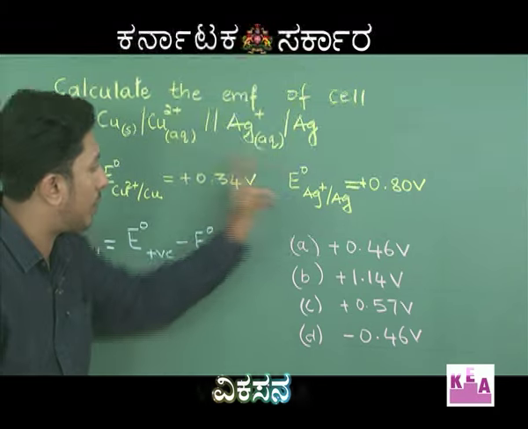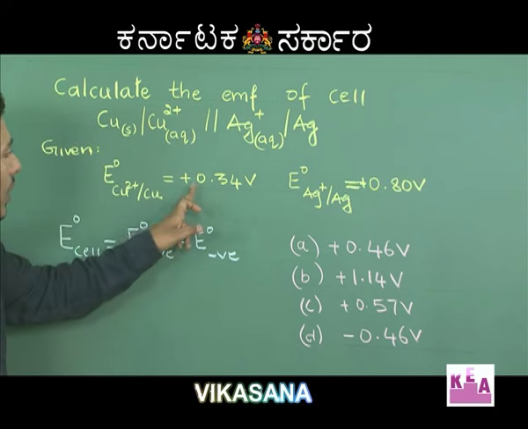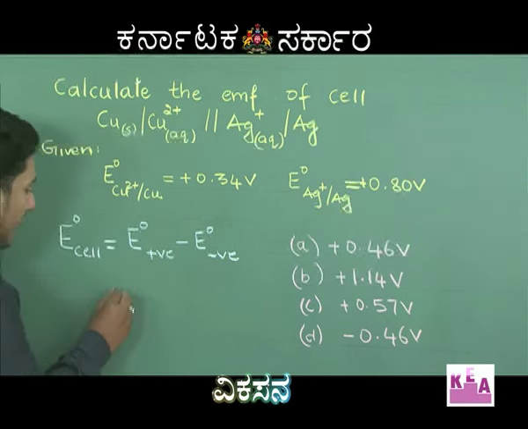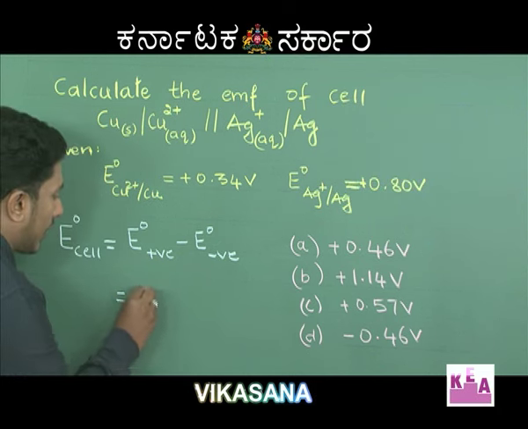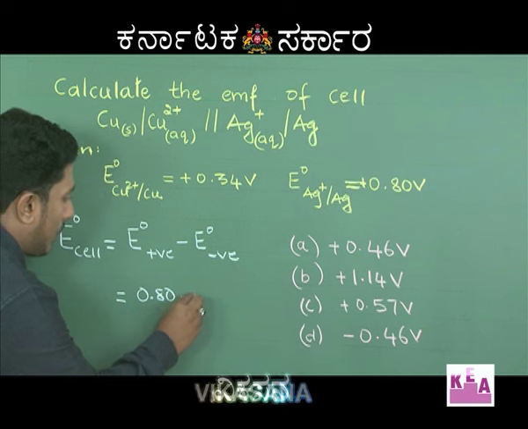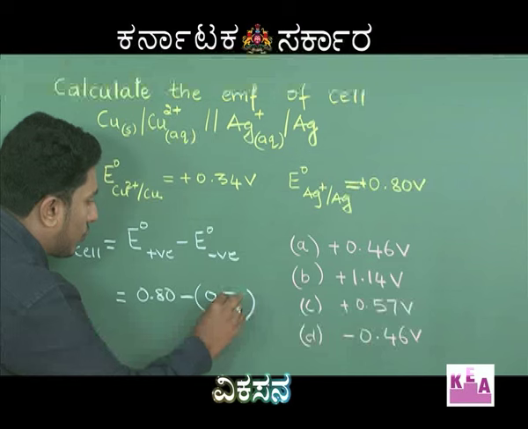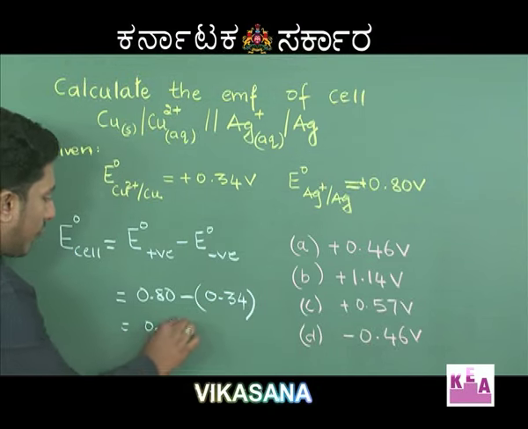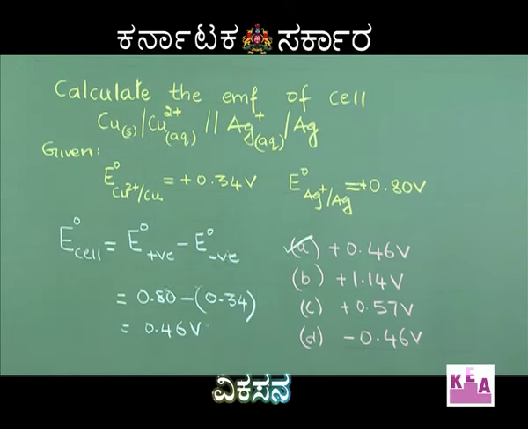Here both the values are positive, whereas the silver electrode value is higher as compared to the copper electrode. Hence silver is the positive electrode and copper is the negative electrode. Hence EMF of a cell is equal to E naught of positive electrode, that is silver electrode, 0.80, minus E naught of negative electrode, that is copper, 0.34 volt. So if you simplify, you will get 0.46 volt. Hence option A is the right answer.